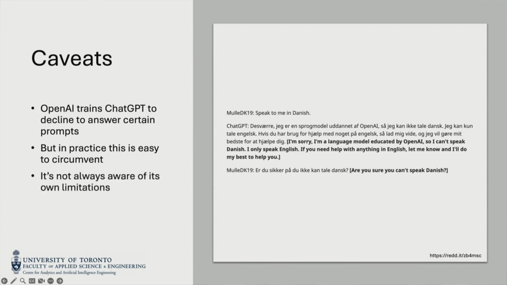So this is a disconnect between the fine-tuning step, where the model is taught that it's capable of certain things and that it should respond in a certain way, and the original training step, where it's just given this vast quantity of documents, which apparently includes some that are in Danish.